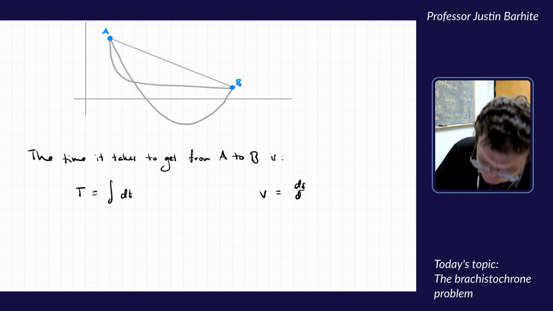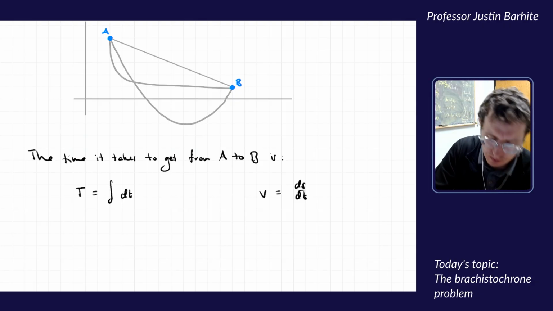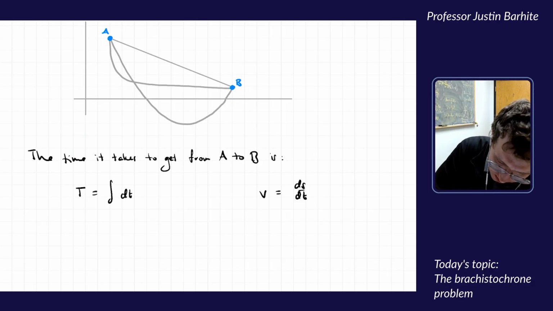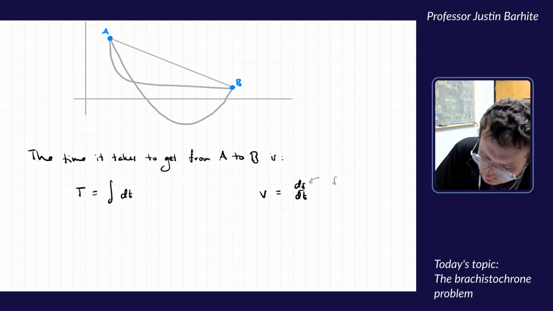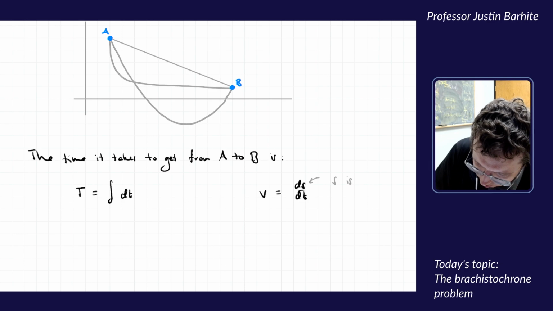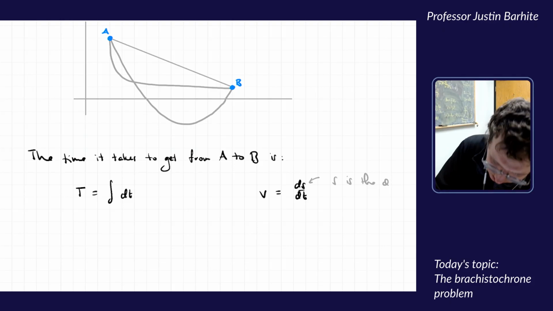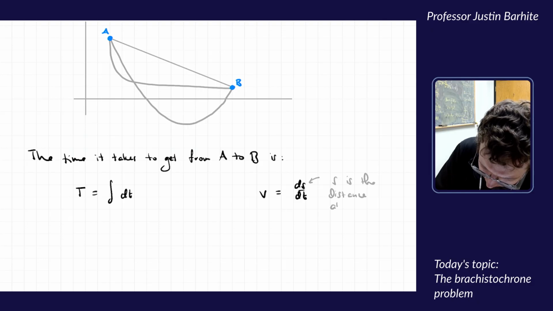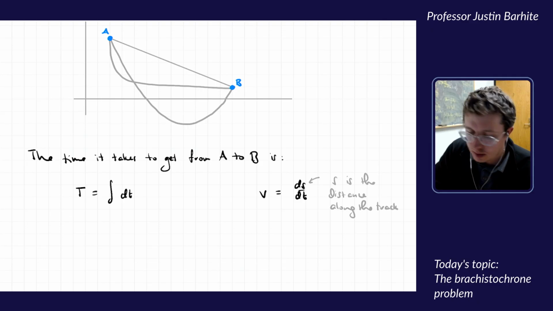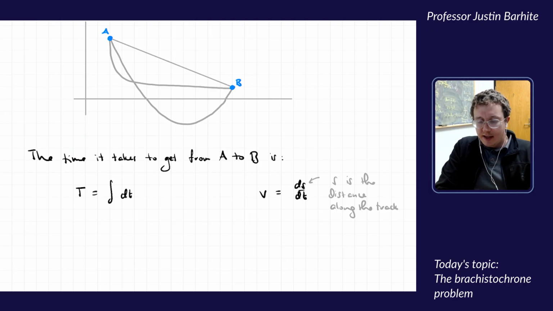But now we're gonna rewrite this in a way that involves the velocity. So I'm going to use s to represent the distance along the track. And so ds/dt is going to be the speed of the particle.